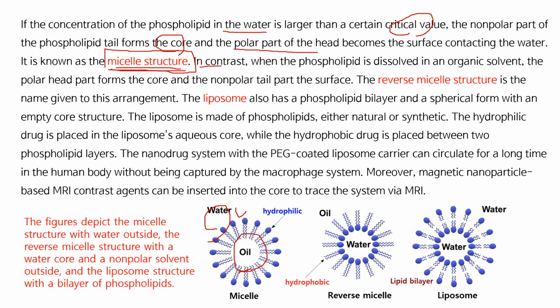In contrast, when the phospholipid is dissolved in an organic solvent, the polar head part forms the core here, and the nonpolar tail part the surface. So here, oil solvent outside. So this is called the reverse micelle structure.